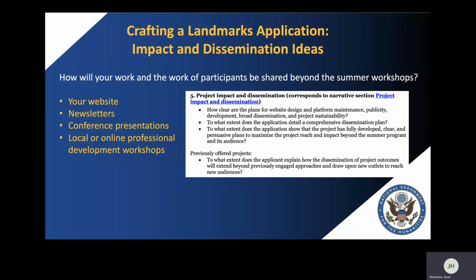This may include attending a conference and presenting on your workshop, as well as the humanities content, of course, that teachers engaged with. You may want to organize a professional development workshop for a local school district or offer that professional development opportunity through an online platform for greater reach. What we're asking within the dissemination component of your application is to think through how beyond the end of the 2 weeks in the summer of 2022, the work that you do and the work that teachers do can be extended to a larger audience.